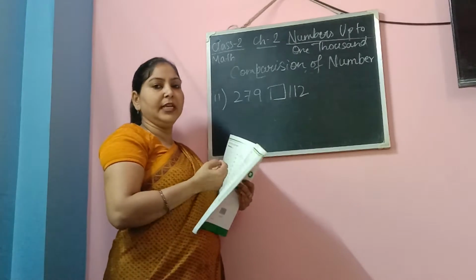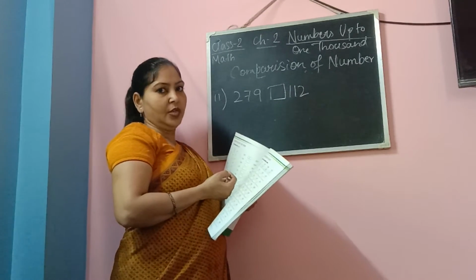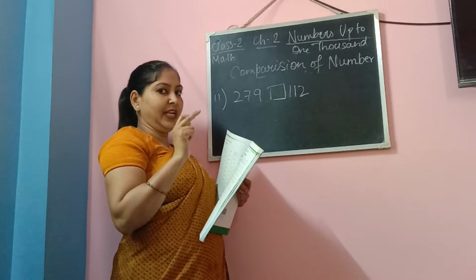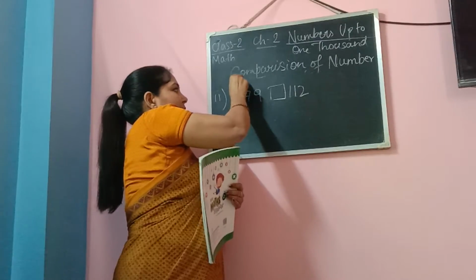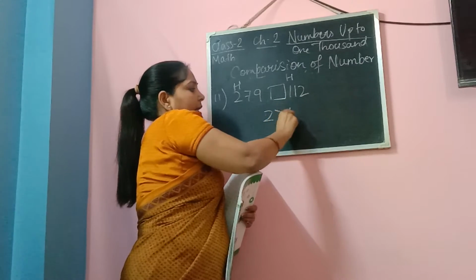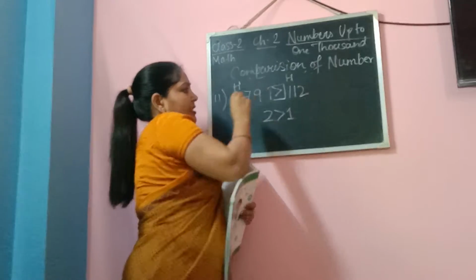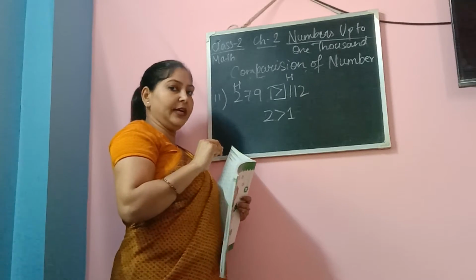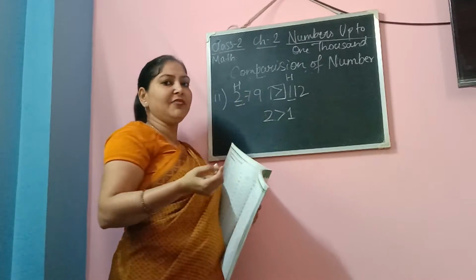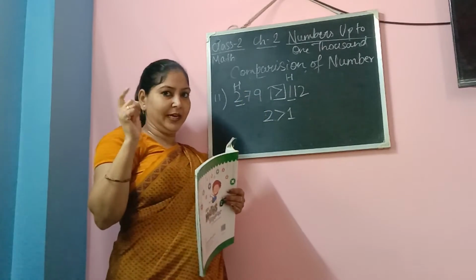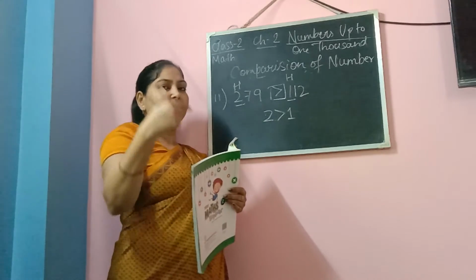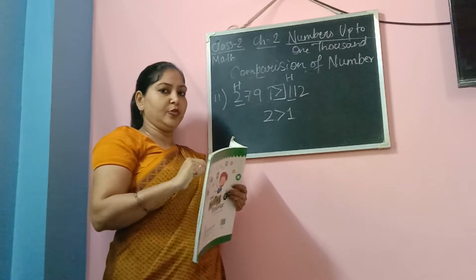Now as you can see, in both the numbers there are three digits. So the next step is what? We will compare from left to right, from the place value left to right. So we see here this one is hundreds and here also this is hundreds. So 2 is greater than 1 and so we can write 279 is greater than 112. Once we get to know in the first place value itself which number is greater and which is smaller, then we need not compare the next place value. There only we will stop.